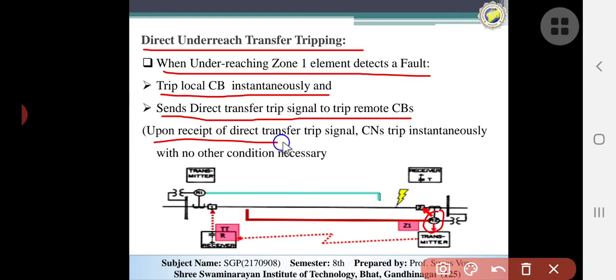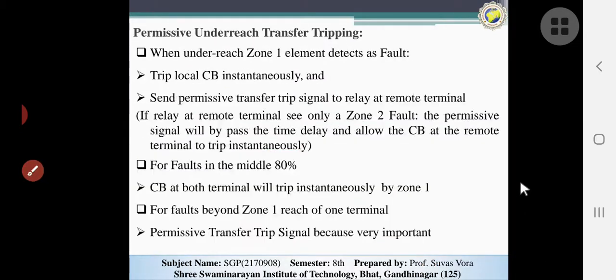Upon the receipt of the direct transfer trip signals, the CB will trip instantly with no other conditions necessary, यानी कि कोई अदर कंडीशंस की रिक्वायरमेंट नहीं है। यहाँ पे सबसे पहले जहाँ पे फॉल्ट होगा वो नज़दीक सर्किट ब्रेकर को ओपन कर देगा, and then after giving the signals from the other to direct to open the circuit breakers. So this is called the direct underreach transfer tripping scheme.